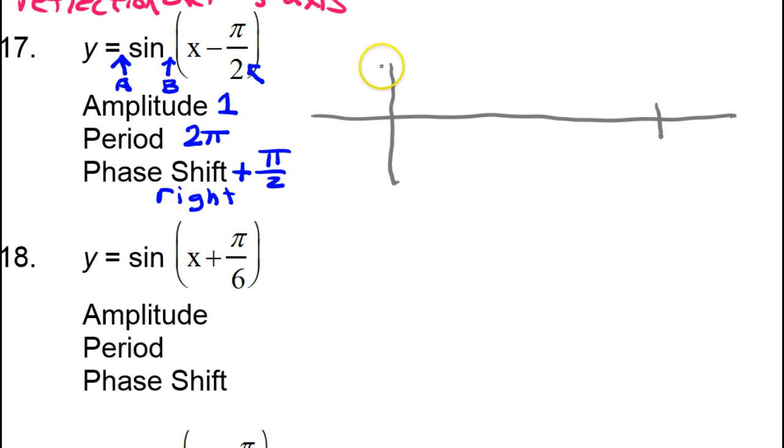Okay, my amplitude is 1, so I have 1 and I have negative 1. The period is 2 pi, so I'm going to put 2 pi over here. In the middle here is pi, and this would be pi over 2. And this would be 3 pi over 2.